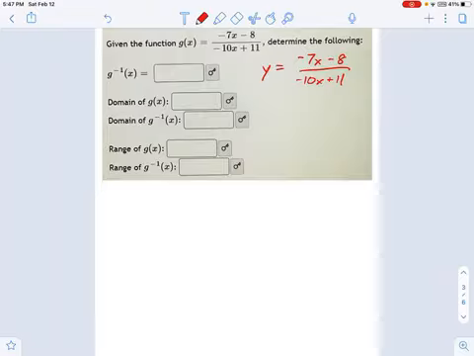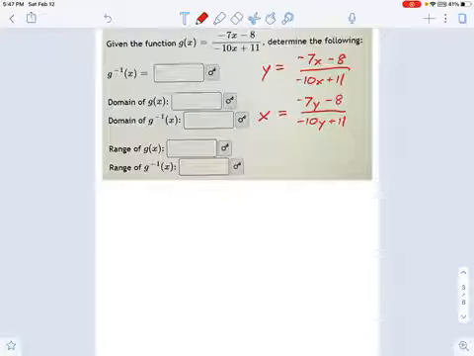Next thing is you switch x and y. So we literally switch them. We say x equals negative 7y minus 8, all divided by negative 10y plus 11. Okay, so step 2 is done. Step 3 is get y by itself, which in this one is going to take a little bit of work. We have to get y on one side of the equation with nothing else around it.